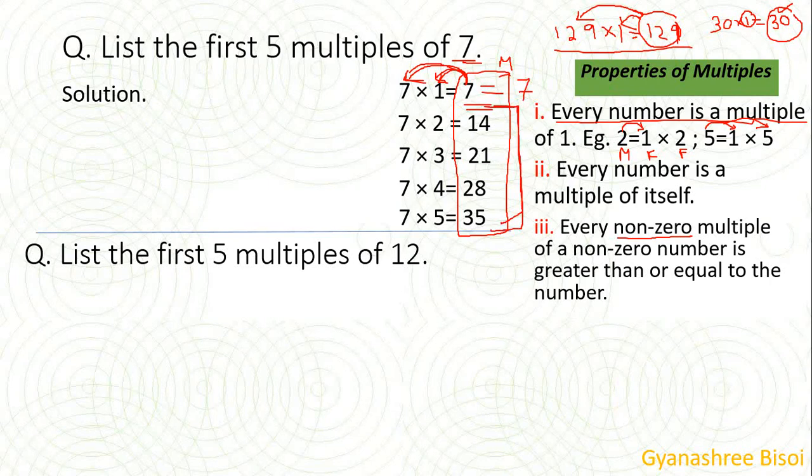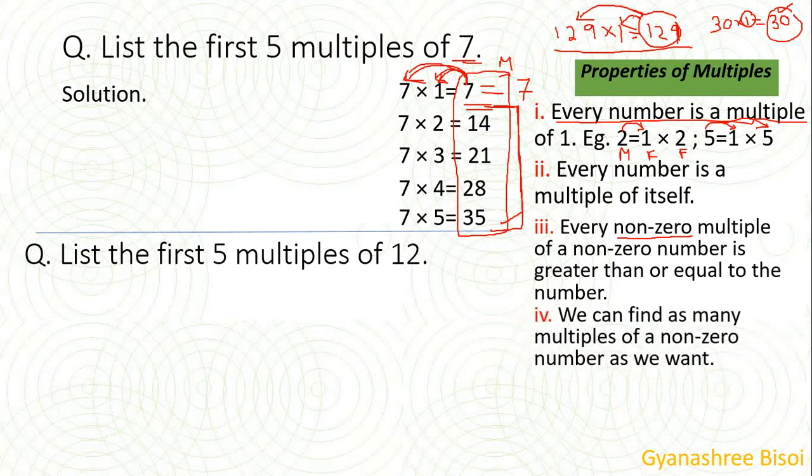You can take any number instead of 7 and you will find that its multiples are equal to the number that you have taken or greater than the number, whose multiples you have written, right? So, every multiple is greater than or equal to the number. I hope this is clear. We can see it here also, right?